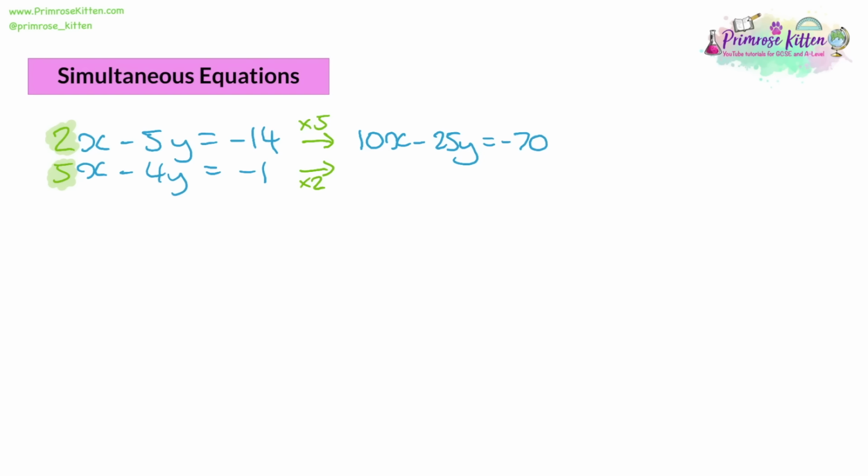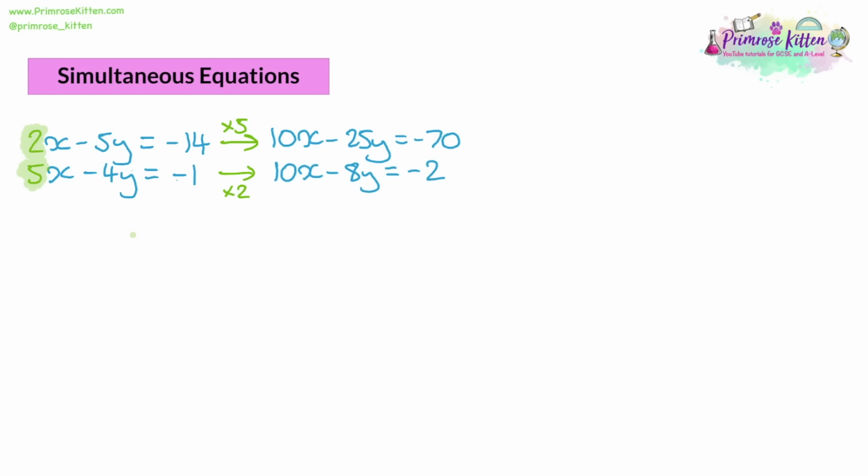Then do the same thing with the second one, but this time we times them by 2. 5x times 2 is 10x, negative 4y times 2 is negative 8y, and negative 1 times 2 is negative 2. So what we've done now is that we've made the x terms be equal. They've both got the same coefficient. So now they have the same coefficient, we need to cancel them out to get 0. And the way we do it this time is by taking them away from each other. 10x take away 10x is 0.